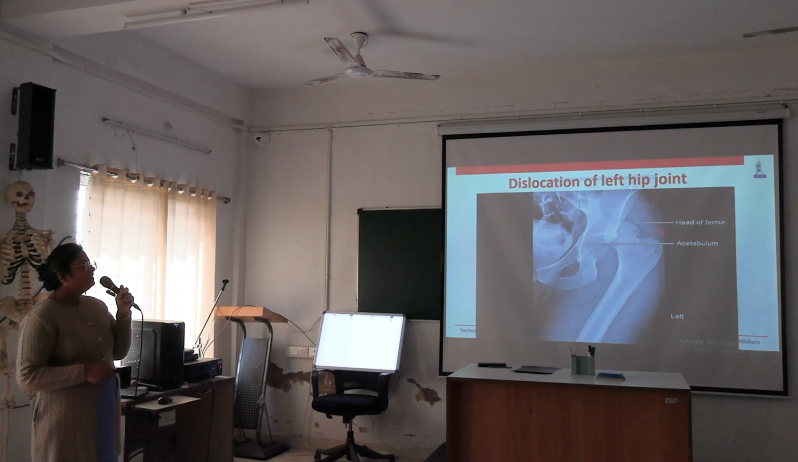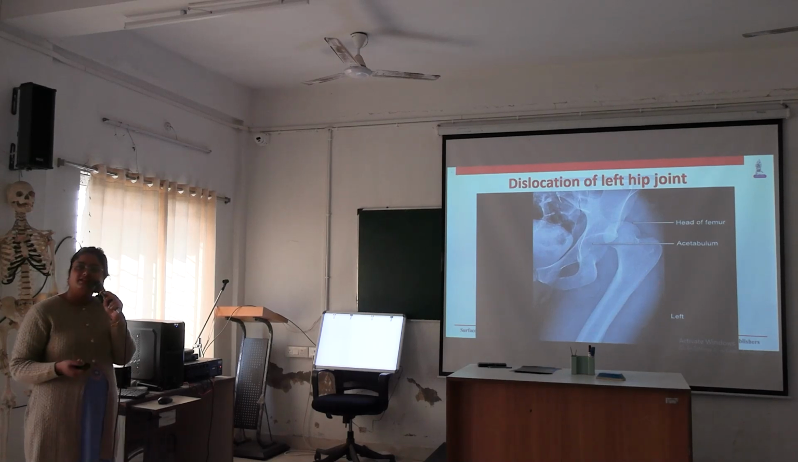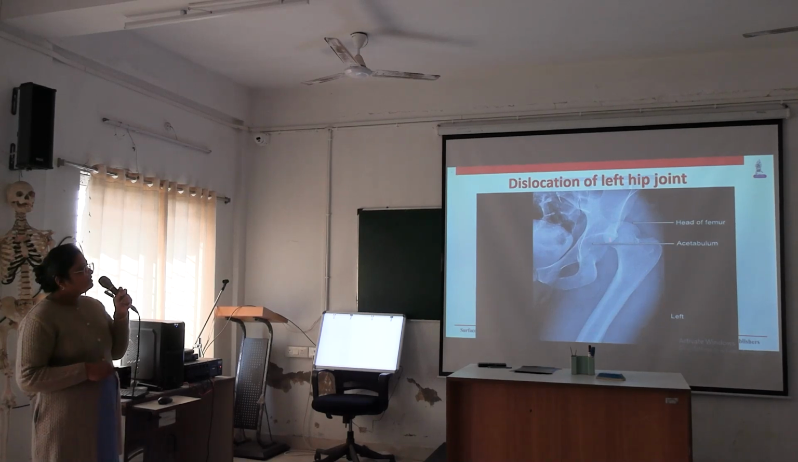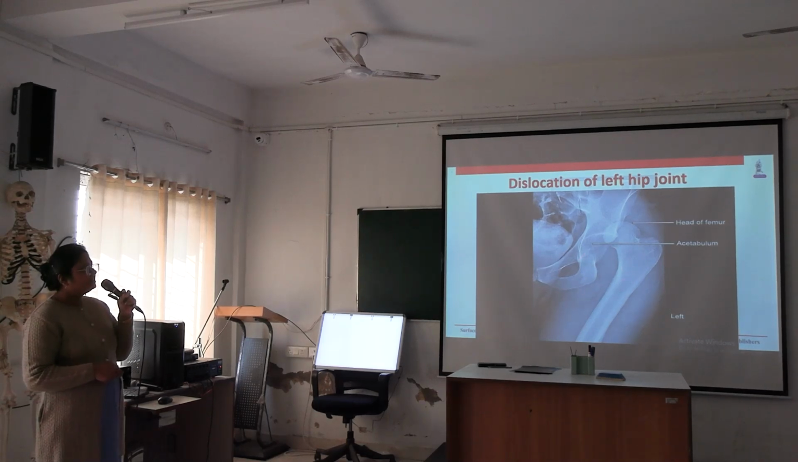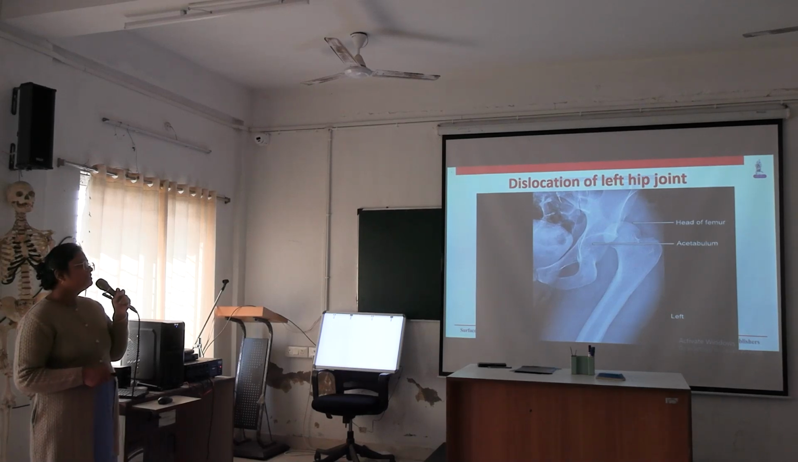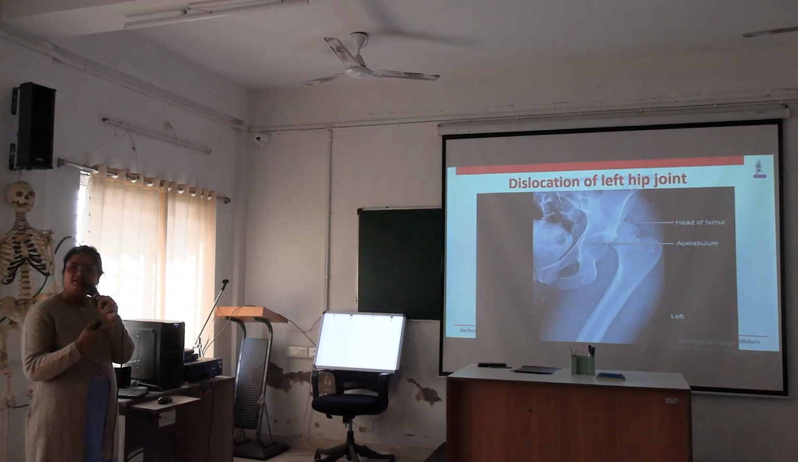Okay. And here you can see there is breach in the Shenton's line. So this lower end of neck of femur and this upper end of obturator foramen, they are not forming a continuous line. Okay. So this X-ray is of dislocation of the left hip joint. You can identify it.